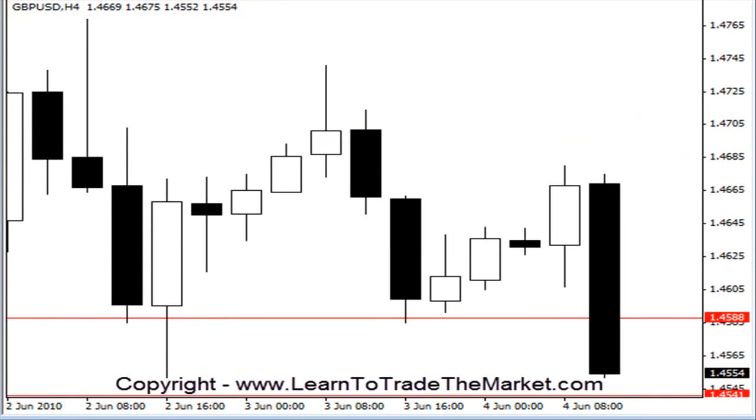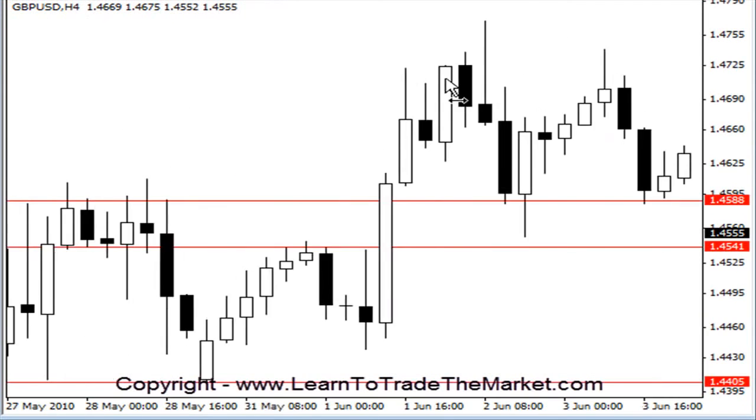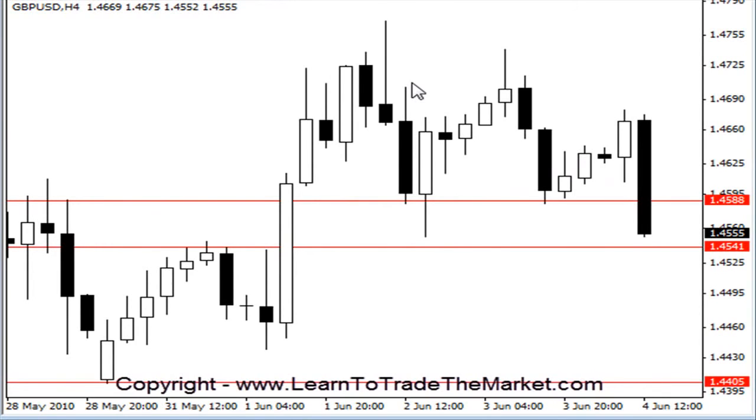You take it back to the 4-hour, you can see the market still pushing down. What I'm going to do is, once we hit this level right here at 145.40, that's that swing point there, it's also that swing point there, I'm going to consider locking in break even or just exiting the trade.